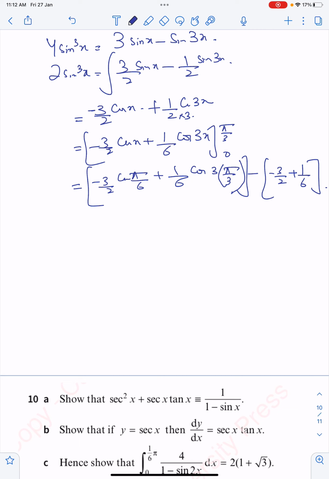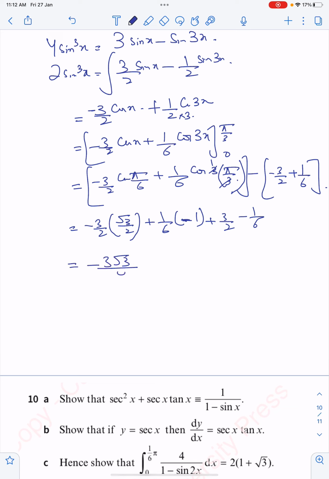Okay, we know cos of pi by 6 is root 3 upon 2. Minus 3 upon 2 into root 3 upon 2 plus 1 upon 6. Cos of pi is negative 1, so minus, okay, plus 3 upon 2 minus 1 upon 6. So minus 3 root 3 upon 4 minus 1 upon 6 plus 3 upon 2 minus 1 upon 6.